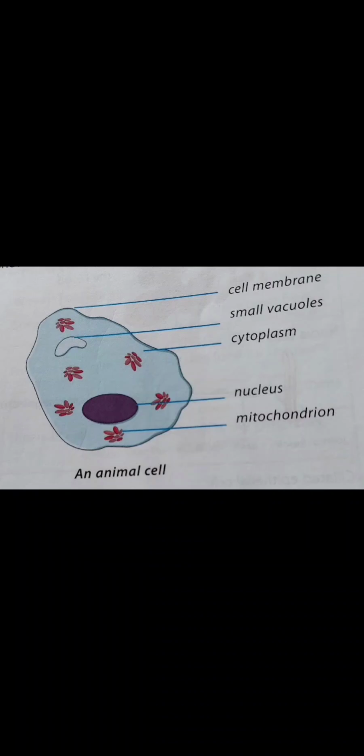Inside the cytoplasm, there is a dark oval-shaped structure labeled as the nucleus, which, as I have told you, controls all the activities taking place within the cell, and it contains the genetic material. Then the last structure you can see here is called the mitochondria.